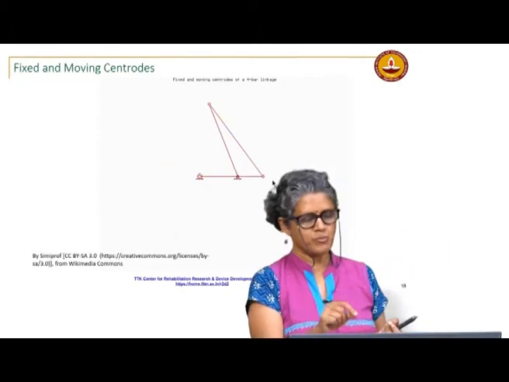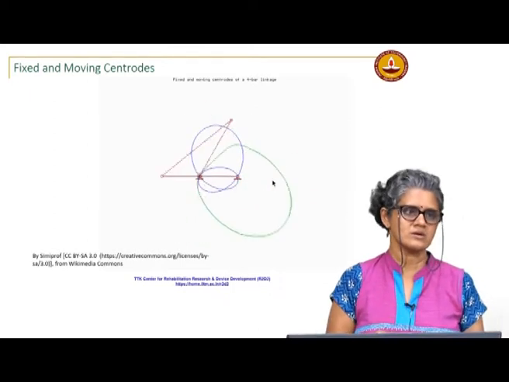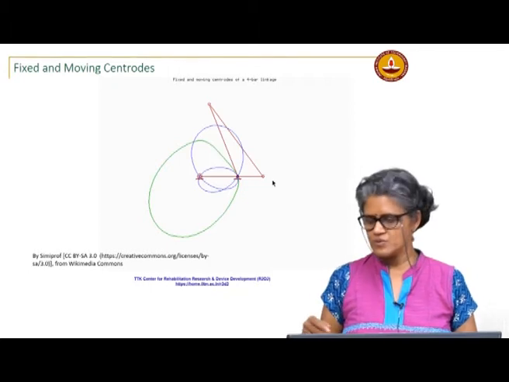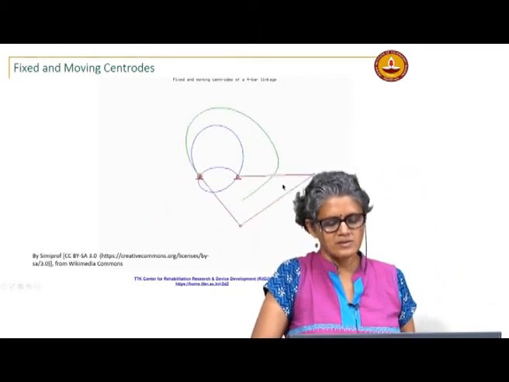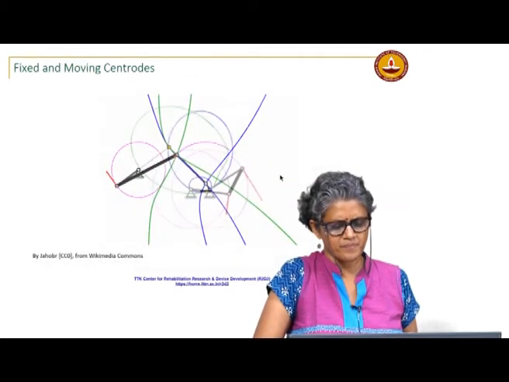Because if you pick one point on the moving centroid, it is going to contact the fixed centroid at only one other point. Is it possible for it to contact it? I'll just double check that just in case. Okay, all right.